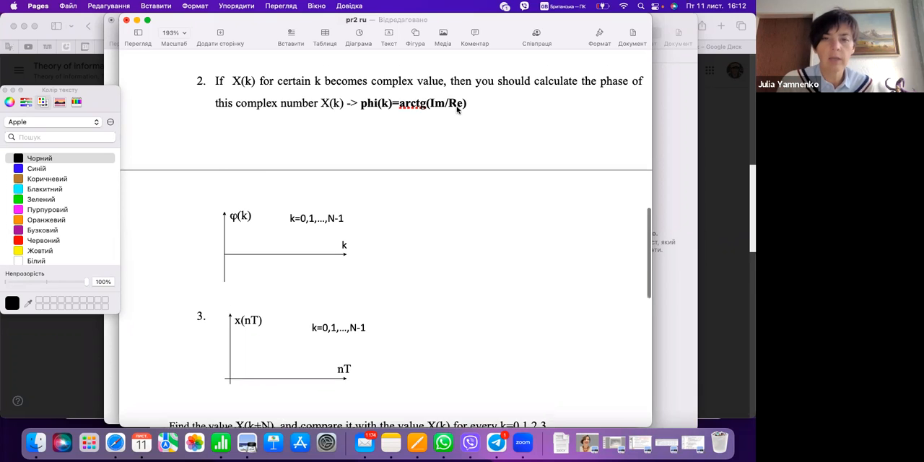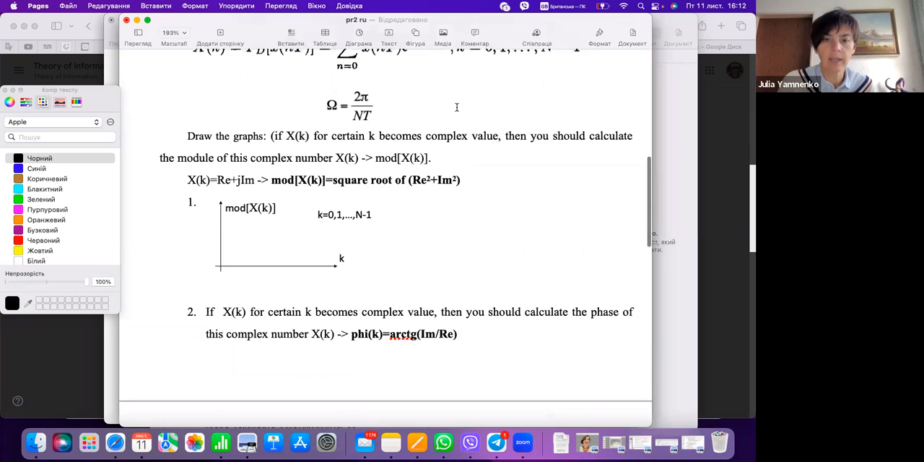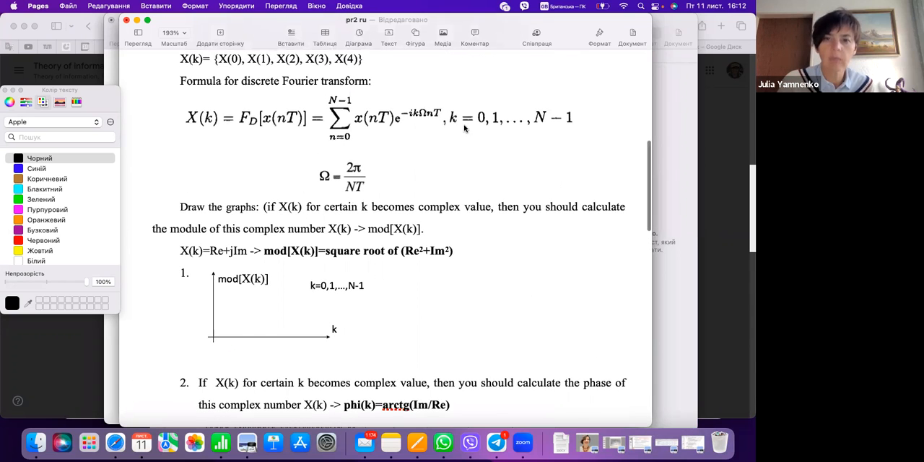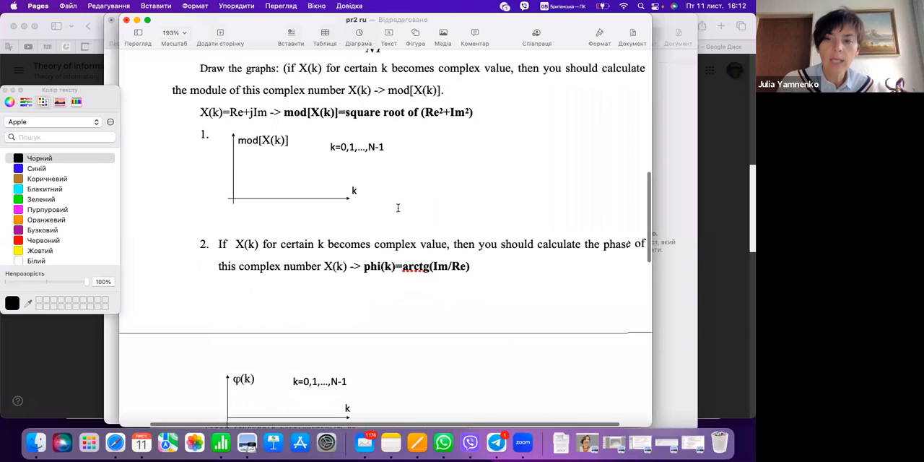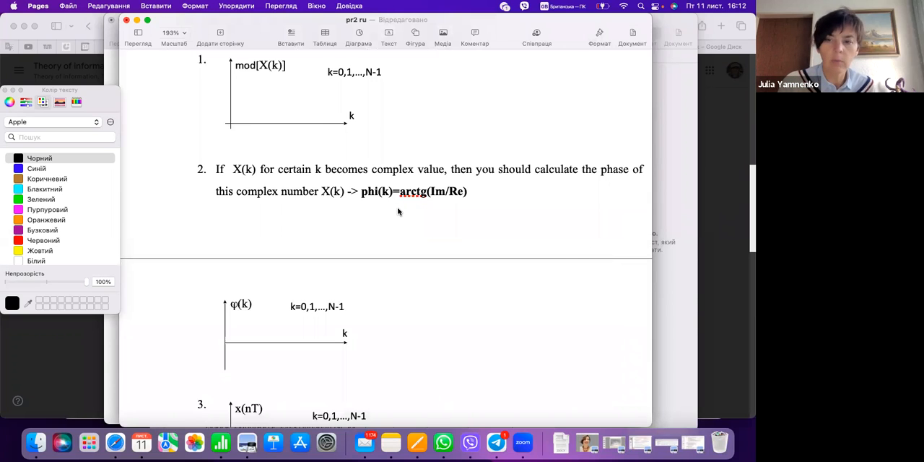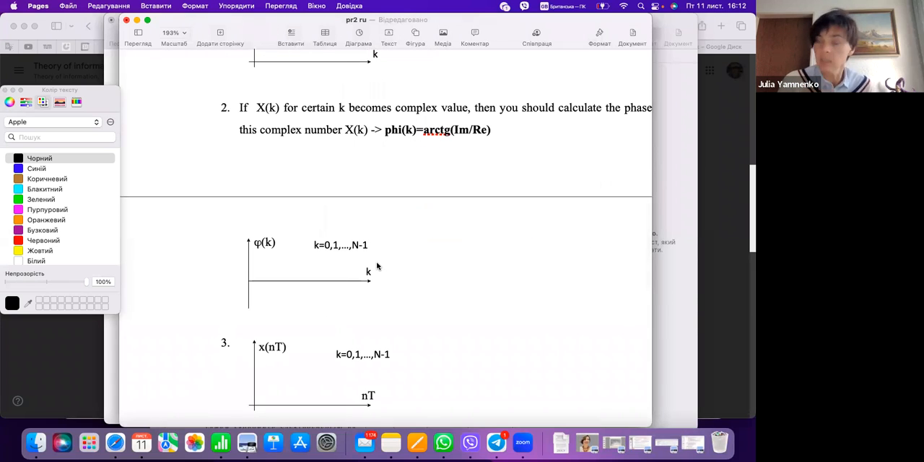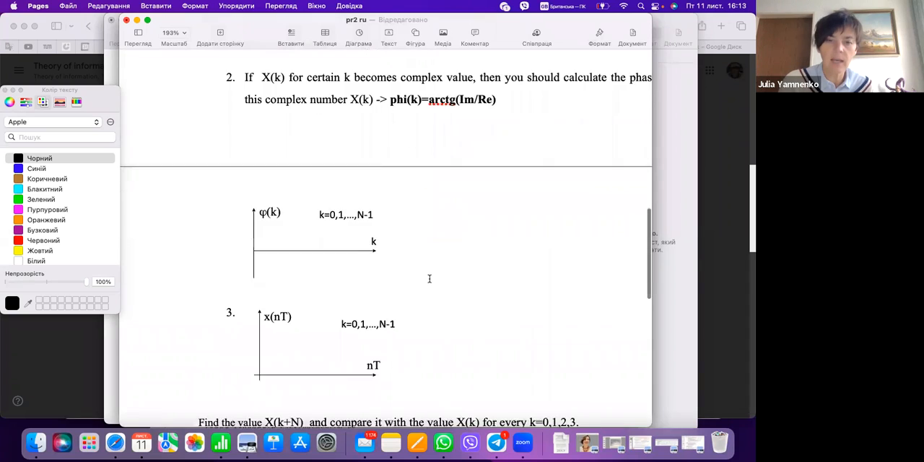So in any case you will obtain 0 when k will be equal to 0. So if you put k equal to 0 here in the power of the exponent, you will obtain 1. But if somewhere you obtain a component of the spectrum that is equal to 0, the phase for this 0 number will be undefined, and you should just indicate that this phase for this k, for this value, is undefined.